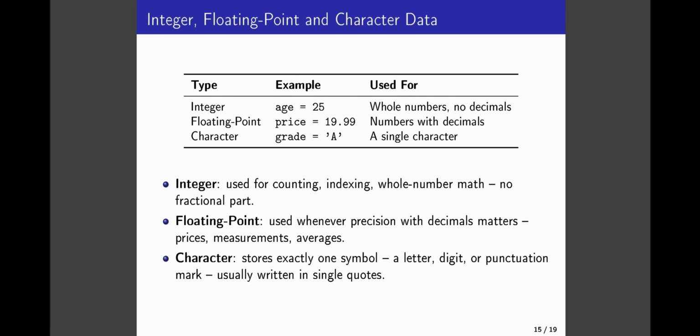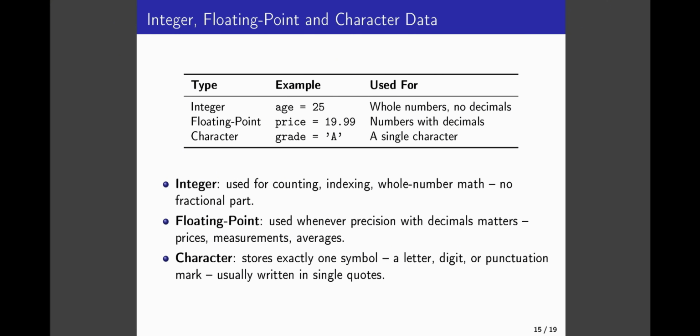Then we have integer, floating point, and character data. We are going a little deeper into the primitive data types. Integer is used like this: age equals 25, used for whole numbers with no decimals at all. Then floating point, price equals 19.99, used for numbers that include decimals. And a character, grade equals A, used to store exactly one symbol. Remember, exactly one symbol.